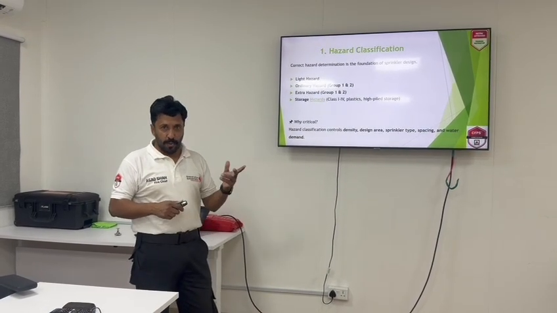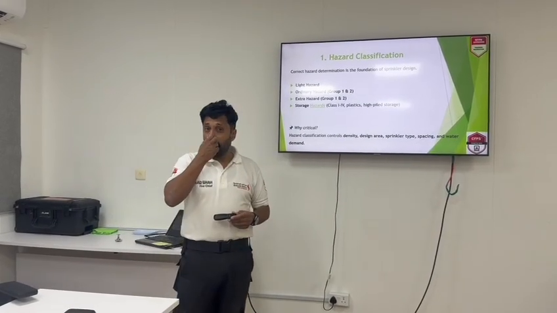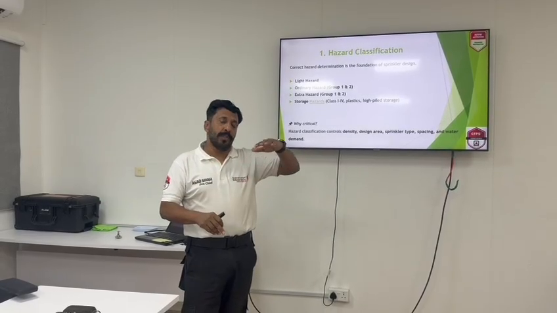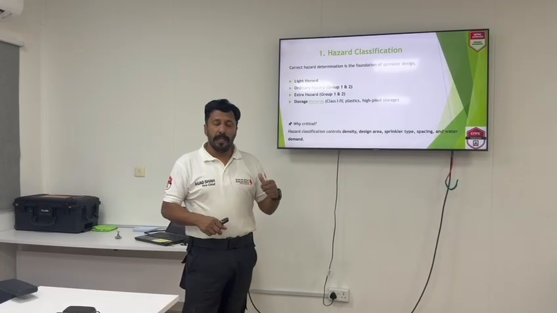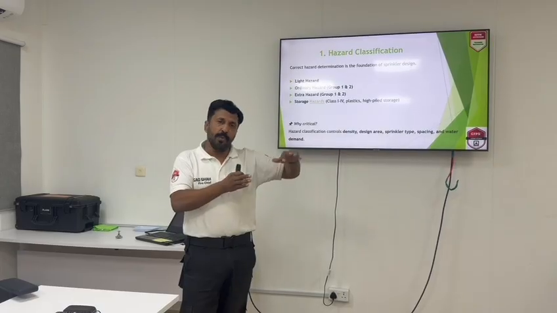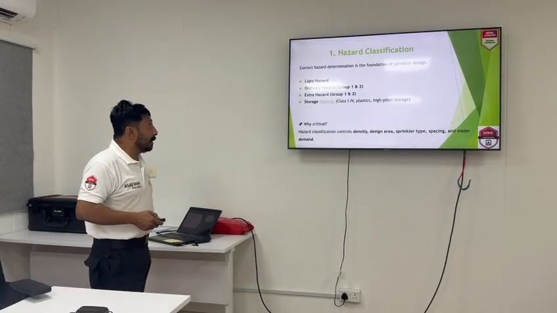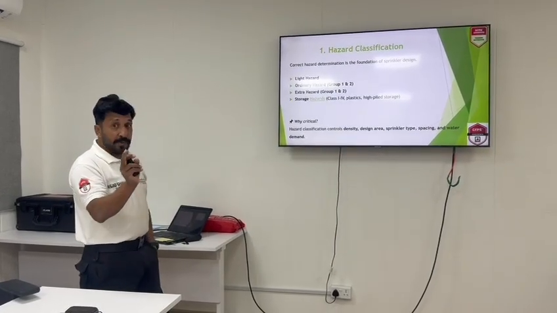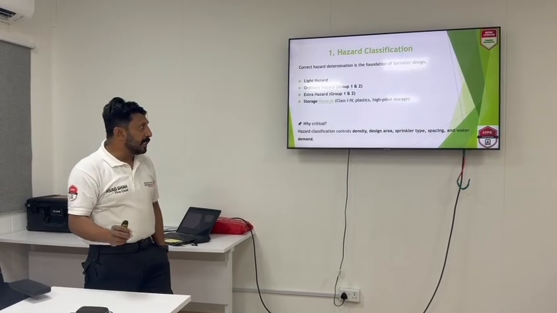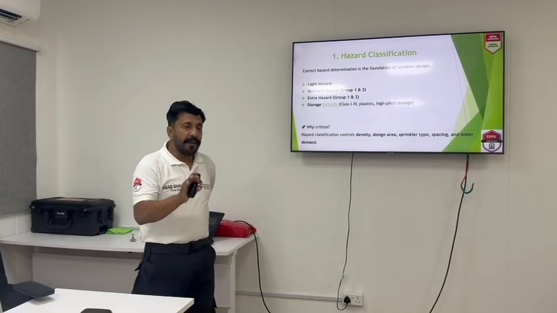One is the fire load. On fire load, we will discuss in these types of hazards the types of fuel, from non-combustible to combustible, medium combustible to moderately combustible, then low flammable fuels to highly flammable fuel, plastics and other things. We will go for the hazard classification next. But here is one important thing, why we are discussing this: the hazard classification controls the density, the design area, sprinkler spacing and water demand for fire extinguishing in that specific area.